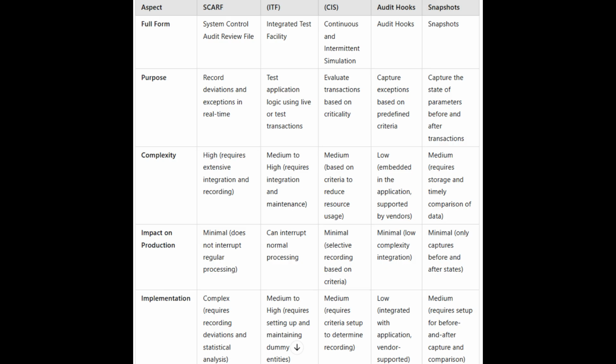Understanding the different continuous auditing techniques, such as ITF, SCARFM, Snapshot, CIS, and audit hooks, is essential for effective auditing. Each technique has its complexity and implementation considerations. For instance, ITF might interrupt normal business processes, while SCARFM involves complex recording and integration.